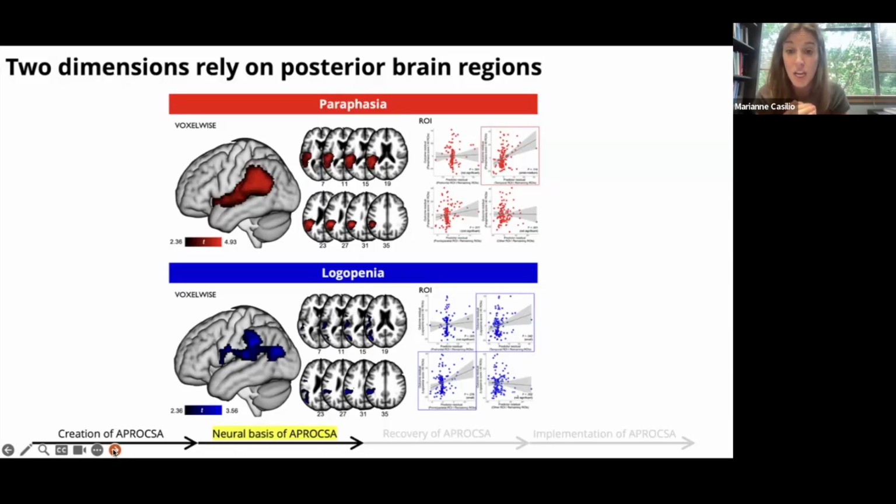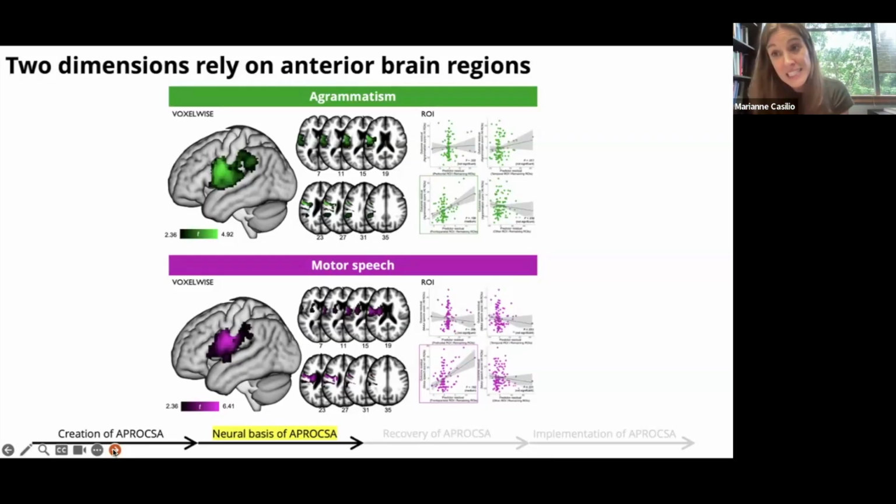And then in terms of logopenia, again, centrally mostly on those posterior brain regions, but more focused in parietal areas. We did find that the frontoparietal ROI and temporal ROI were significantly associated with scores on the logopenia dimension. But when we did some further analyses, we found that particularly the angular gyrus and supramarginal gyrus were more significantly associated with the logopenia dimension when we considered all other factors. So that was our two posterior dimensions and brain behavior associations.